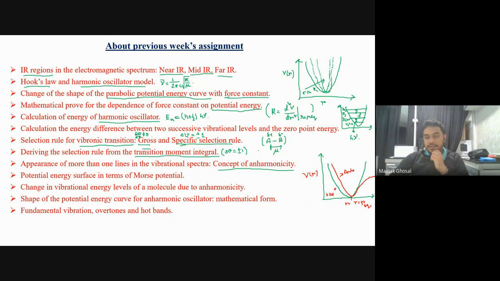So you can see that when this approximation is changed from harmonic to anharmonic, this region is R less than R equilibrium, and this region over there is R greater than R equilibrium. When R is less than R equilibrium, the potential is much stiffer, and when R becomes much greater than R equilibrium, it becomes much shallower. And then there was a discussion on the potential energy surface in terms of the Morse potential.